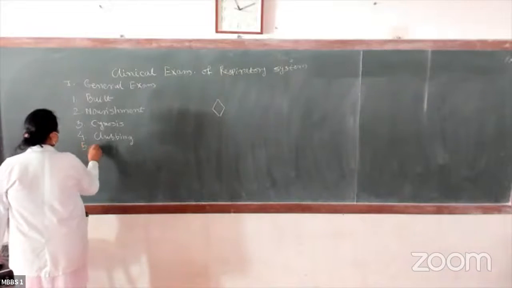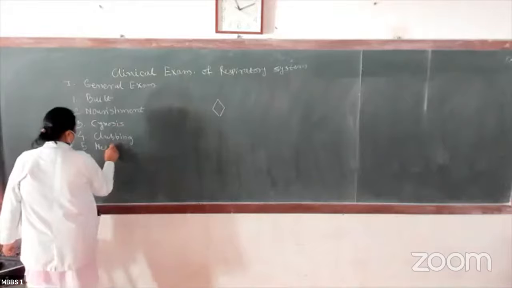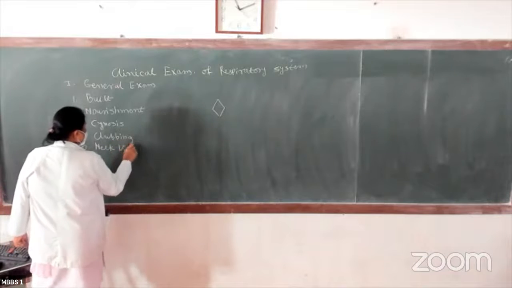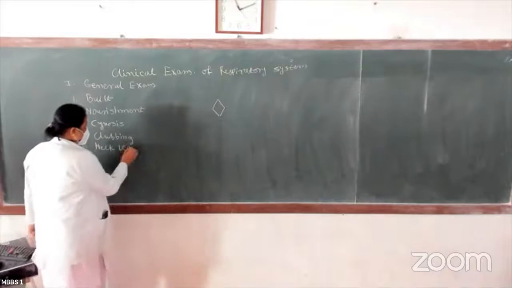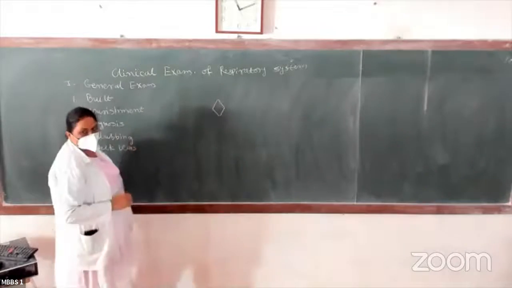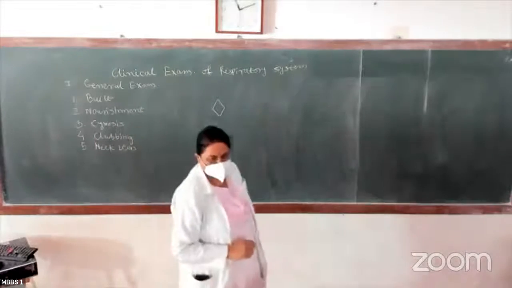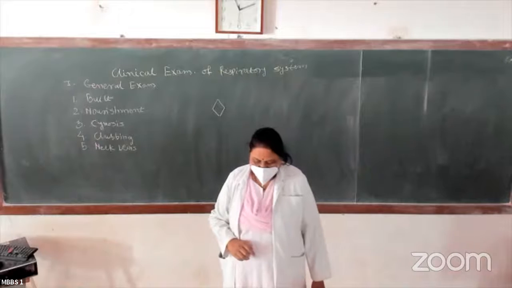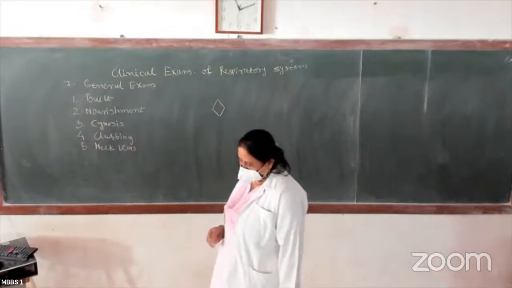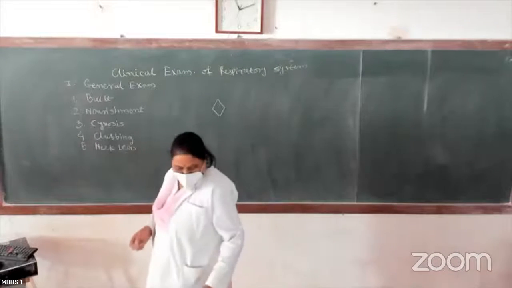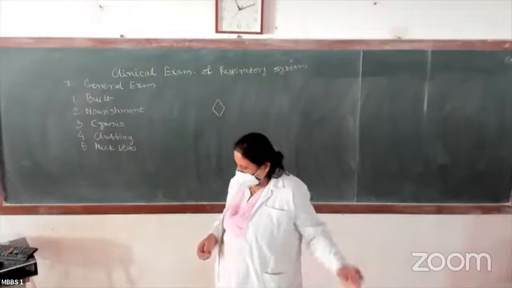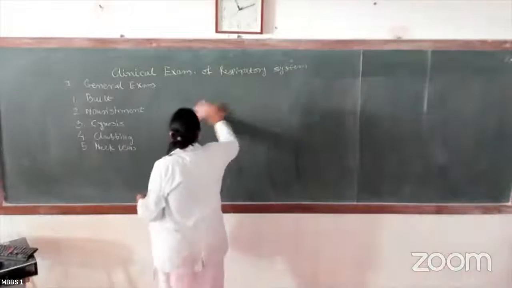Examination of the neck veins: distended or not, normal. This is also done in the cardiovascular system. Examination of the neck veins. Then next is the accessory muscles of respiration. So which are the main muscles of respiration? Which are the accessory muscles of respiration?